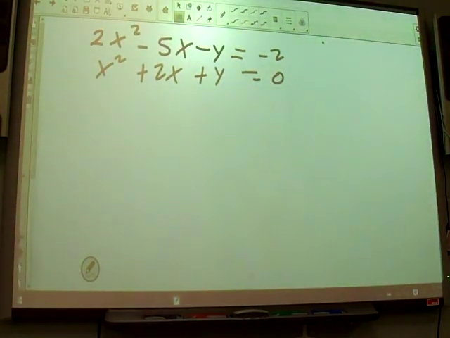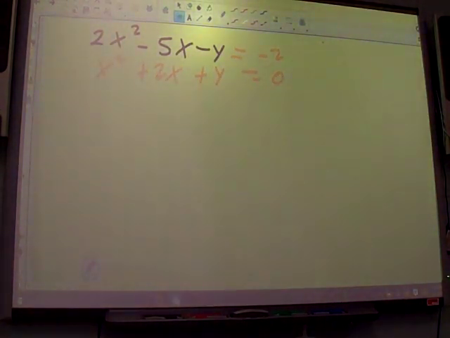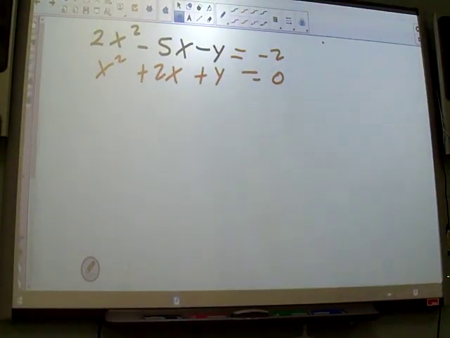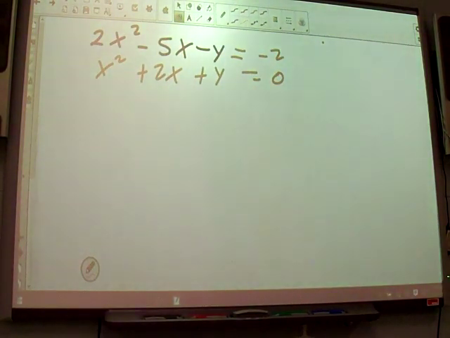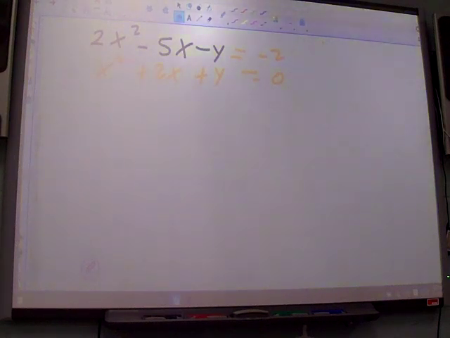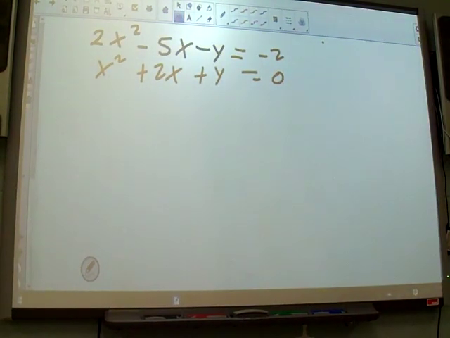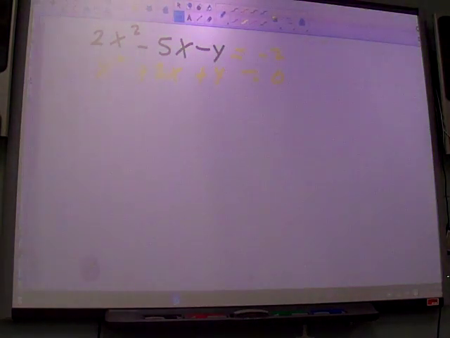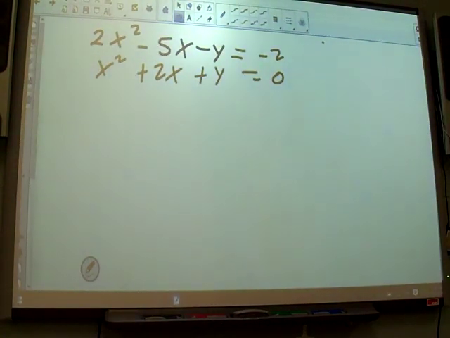Okay, look at these two. Shh. Look at these two. I discovered my favorite color in a marker, so y'all are stuck on orange now. I like it. 2x squared minus 5x minus y equals negative 2. And then the second one says x squared plus 2x plus y equals 0.